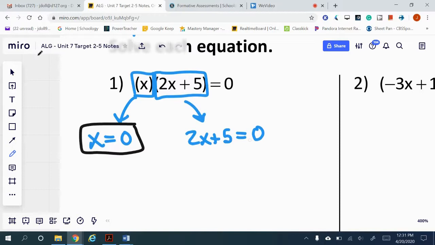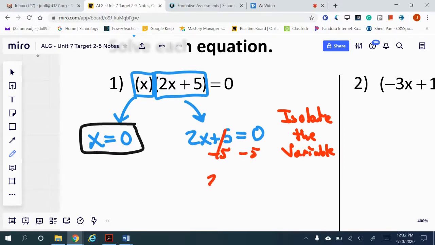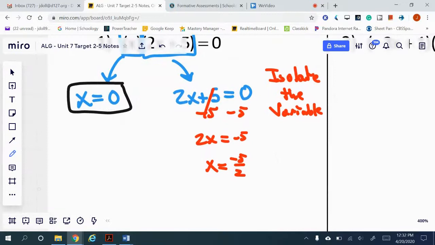We're now way back to unit 2, where our strategy, once we get to here, is all we have to do is isolate the variable. So subtract 5, you get 2x equals negative 5. And we'll get x equals negative 5 halves. And so that would be our two solutions.